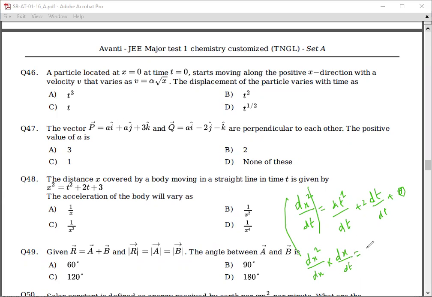And this is equal to what? This is equal to 2t plus 2. So ये क्या हो गया? This is 2x into dx by dt is equal to 2t plus 2. So dx by dt is, बताओ, 2 तो कट जाएगा, 1 by x into t plus 1. अब समझ में आया? अब समझ में आया तुमको? Yes or no? सब क्लियर हो रहा है ये कॉन्सेप्ट?